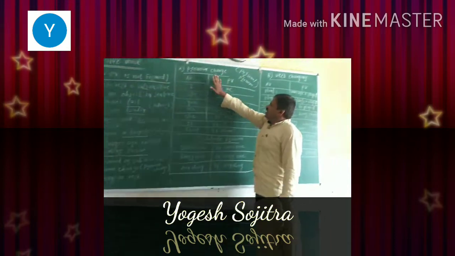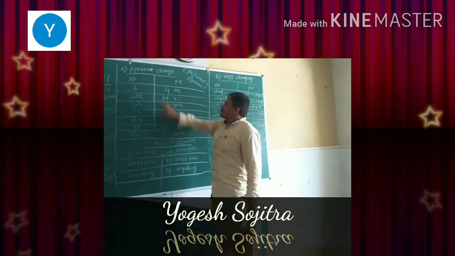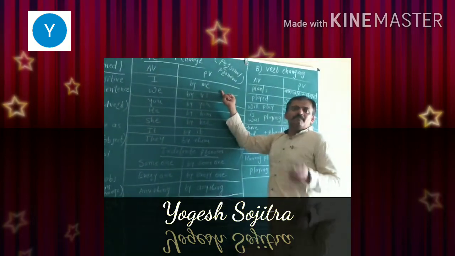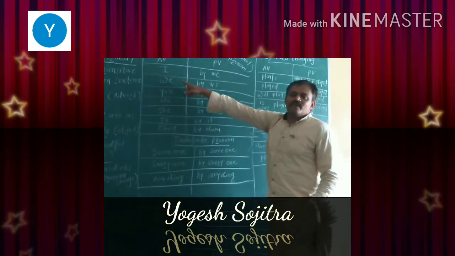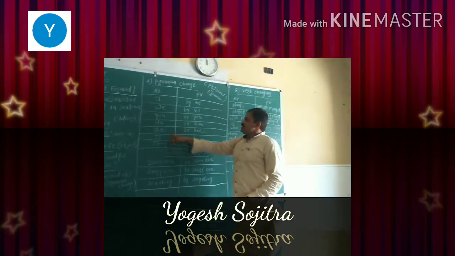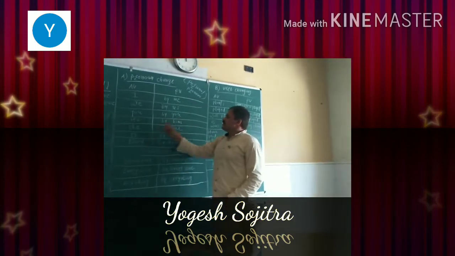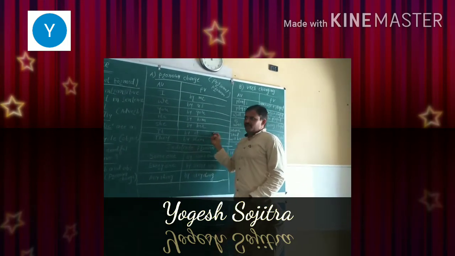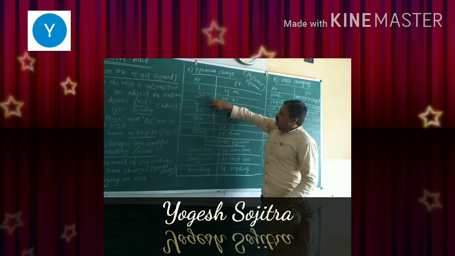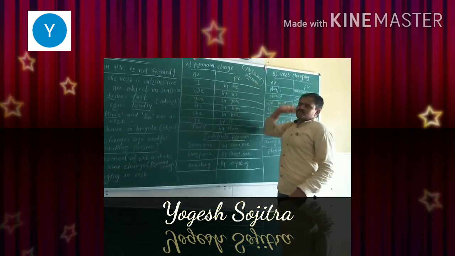Look here. Here is a chart of the pronoun change. If I is given in the active, it becomes by me in passive. In the same way, we becomes by us, you becomes by you, he becomes by him, she becomes by her, it becomes by it, and they becomes by them. These I, we, you, he, she, they are the personal pronouns.